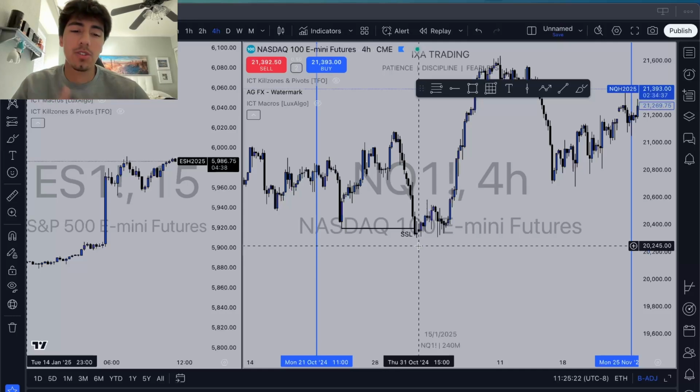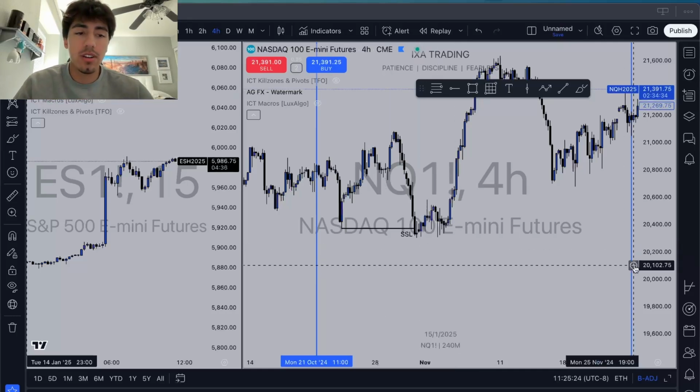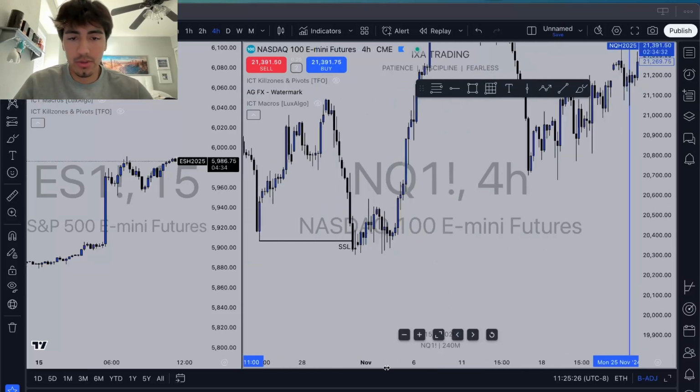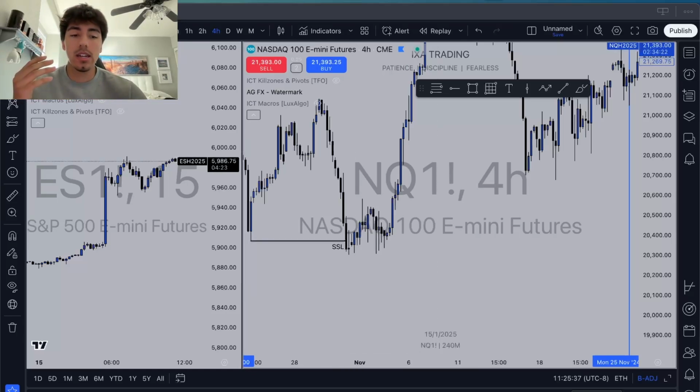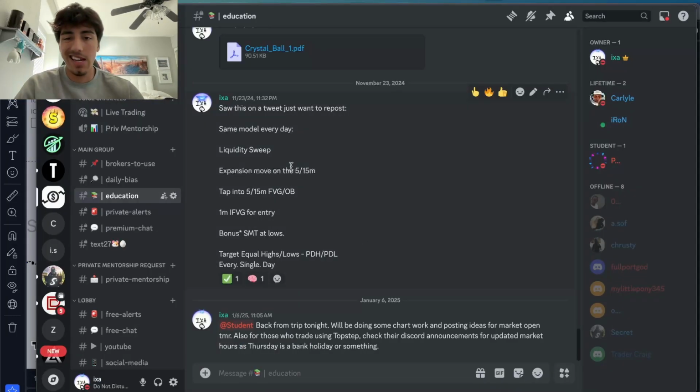So this is a 4-hour sweep, right? What I would look for is now we have a liquidity sweep. Boom. First step, my mind is automatically, okay, I'm looking for longs. We've just swept a key level. This is a key level. We've just swept this. Now I'm going to look for the next step, which would be an expansion move.